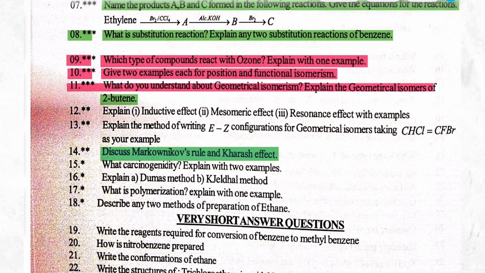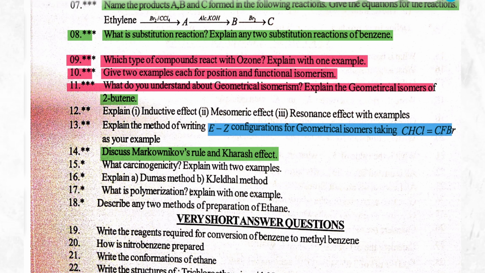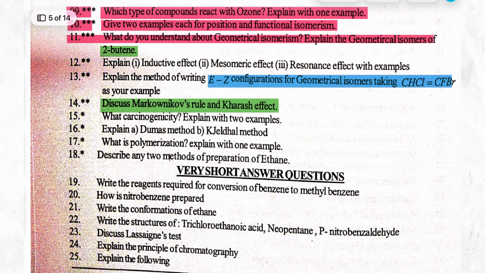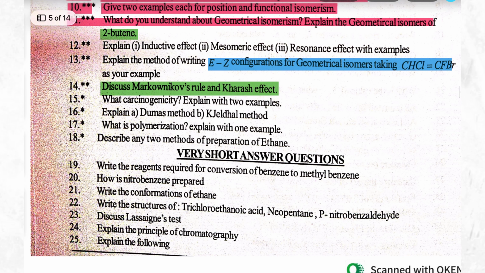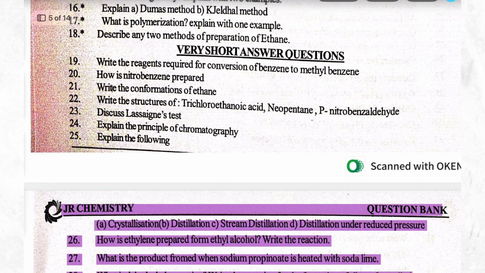Clear, sir? And sometimes they are asking E and Z. E and Z is similar to cis and trans. You know very well about this one. You can also see this question. That's it. These are the important questions from this organic chemistry. Don't go for more than this. Right. Remaining VSQs from this are important. This question is also asked so many times.